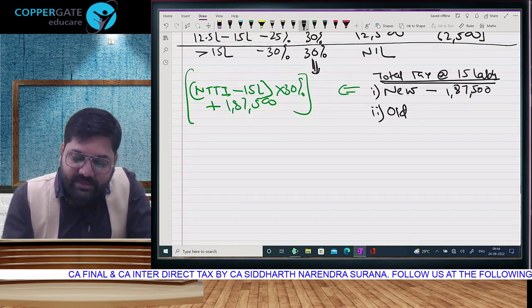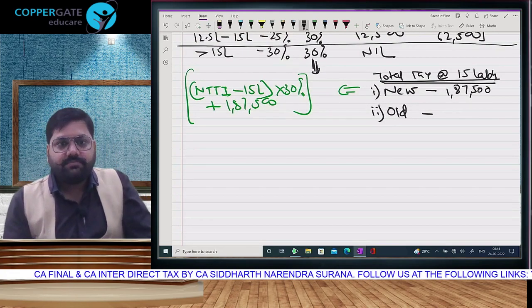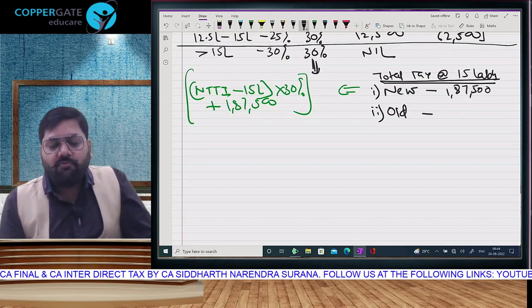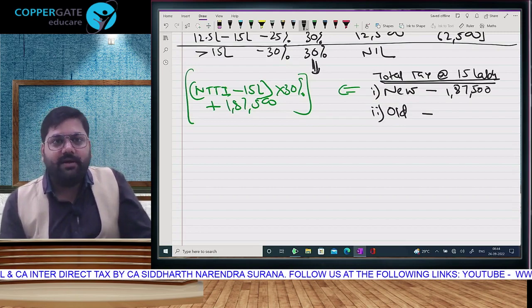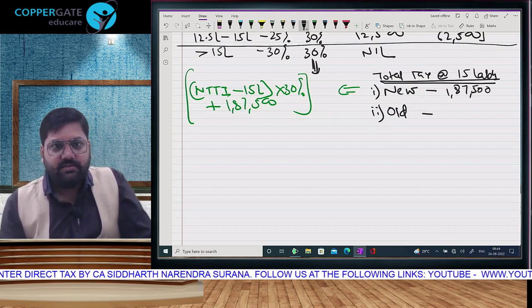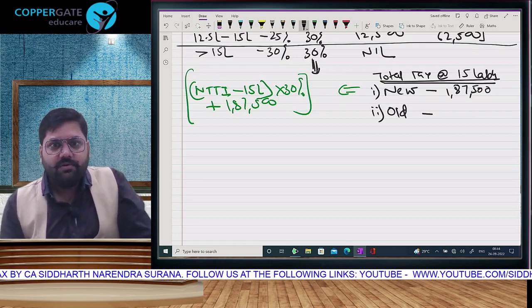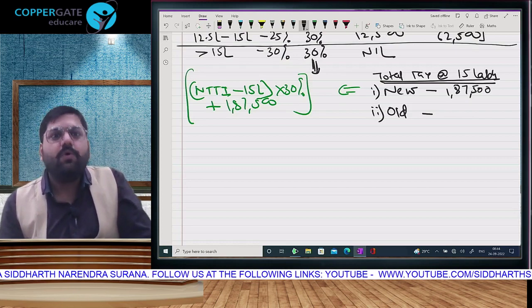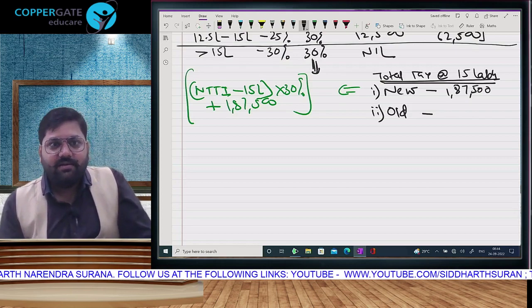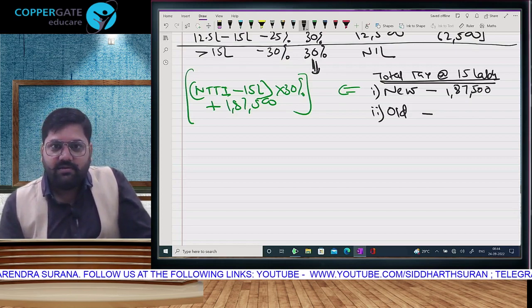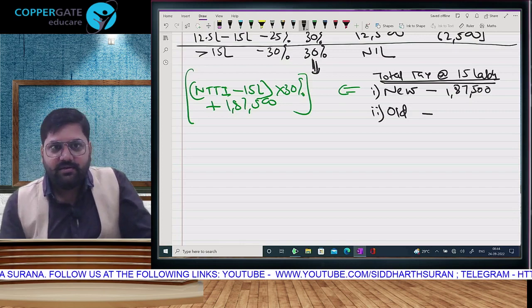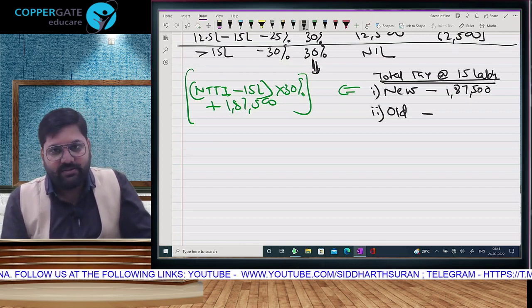Supposingly my income is 15 lakhs. So what is the tax as per old regime? Normal individual other than senior citizen. How will you calculate? 5 lakh ka 30%, 150 plus 1 lakh 12,500.